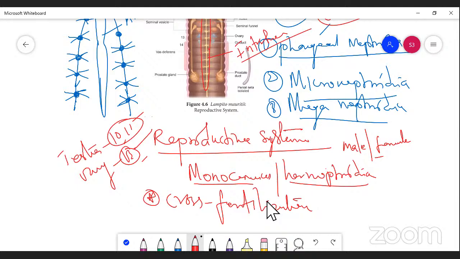So the earthworm cannot do self-fertilization. It always does cross-fertilization. So this is the earthworm male and female reproductive system.